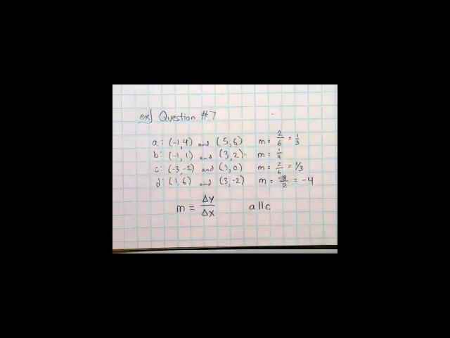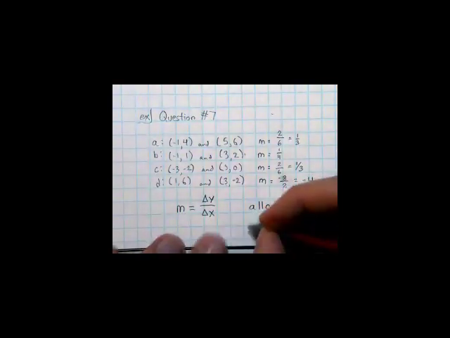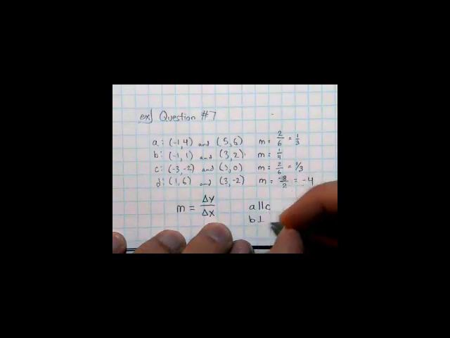And then do we see any perpendicular lines in there? Somebody who has not spoken yet. Anybody else? Where are my perpendicular lines? We have some in there. B and D. Good. 1/4 and -4. So B is perpendicular to D.